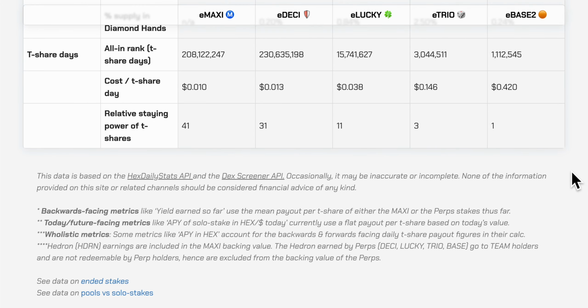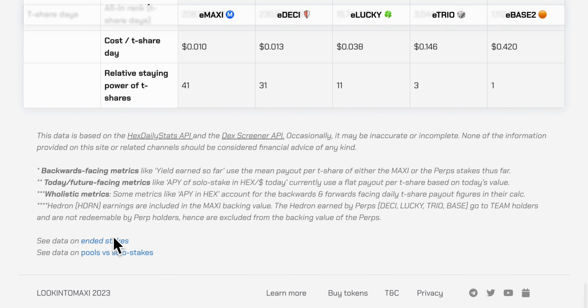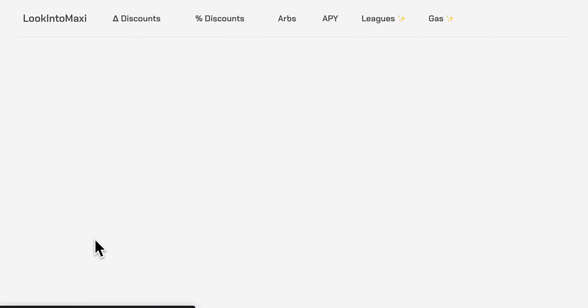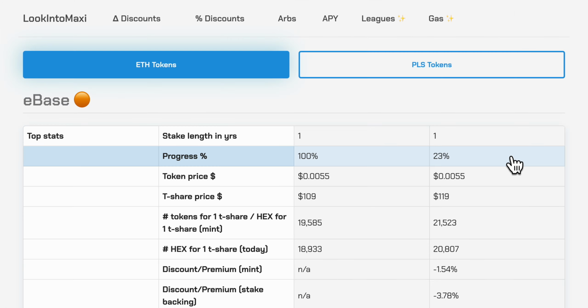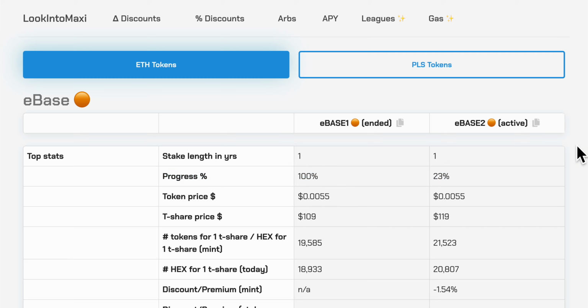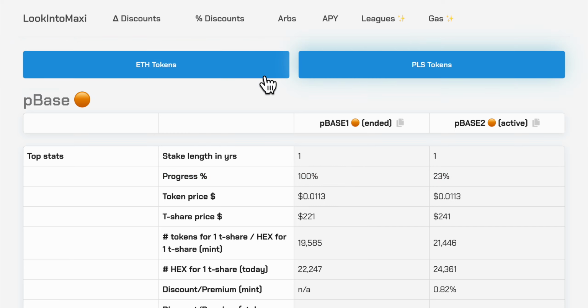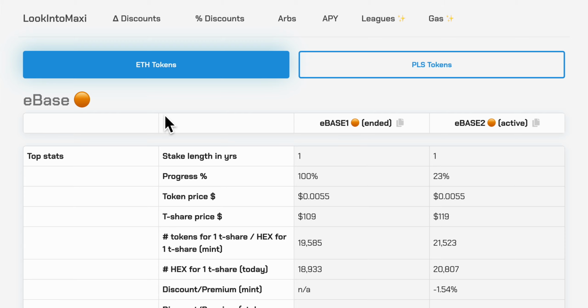I did want to also keep the base period 1 stats. So I've added a link. If anyone is interested, you can also bookmark this. But see data on ended stakes, it's just at the bottom of the homepage. If you go through to there, then you arrive on a page like this, and you can see a table for base right now. It's just period 1 for base, E base 1. This is what I mean by the notation, and base 2.